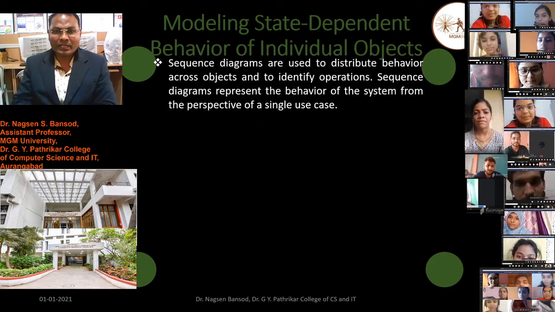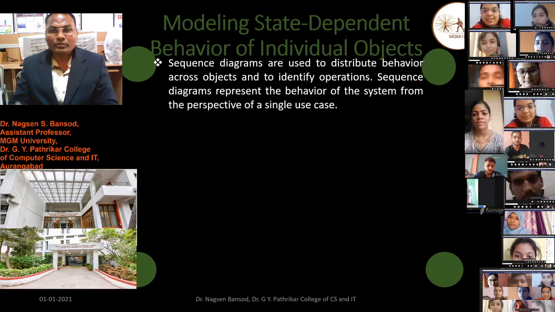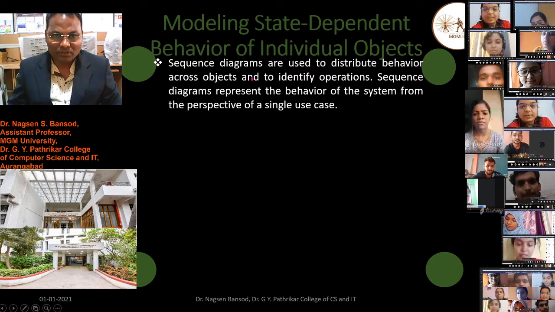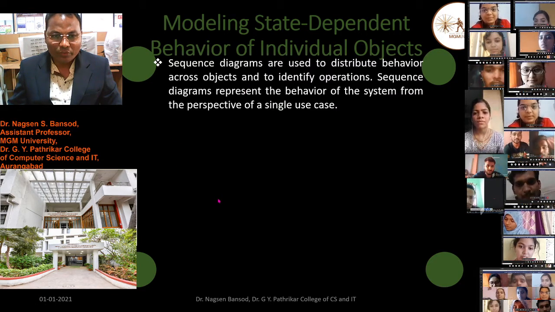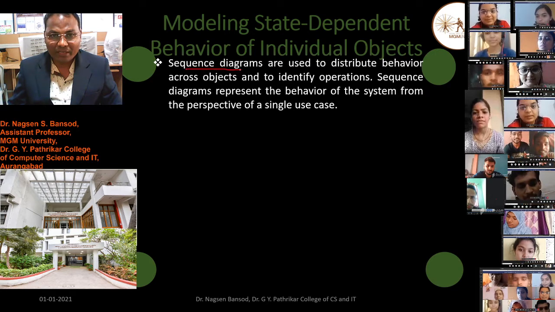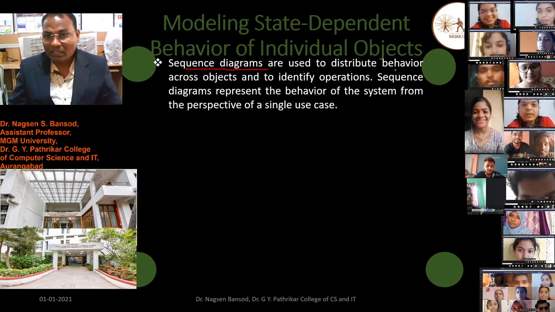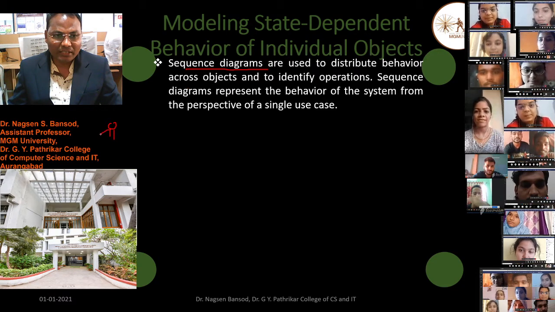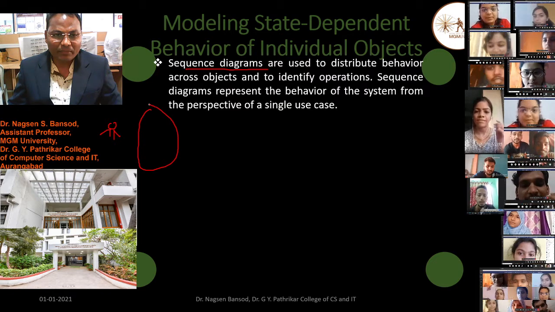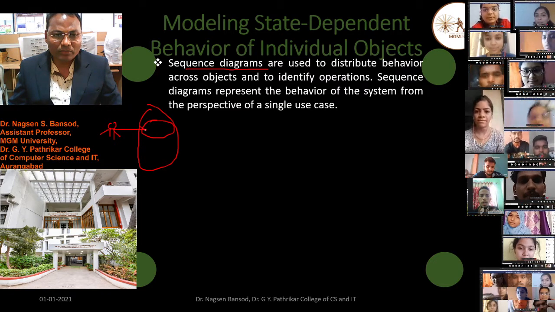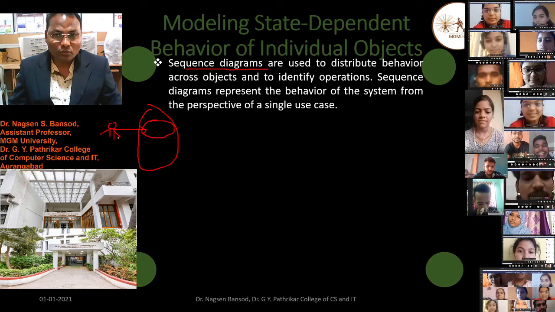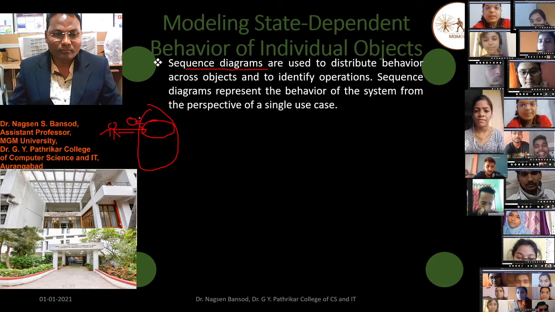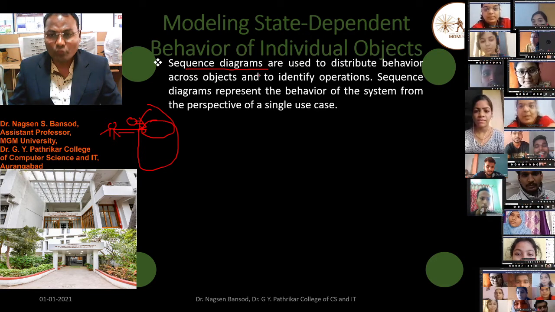Similarly, a sequence diagram is used to distribute behavior across objects to identify operations. To identify operations, we use a sequence diagram. Through the sequence diagram we can distribute the behavior across the objects. Suppose one object is there like this actor, and he will operate the ATM machine and withdraw the money from the ATM. To represent this task, a sequence diagram we have to use.